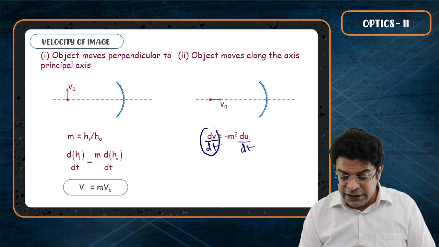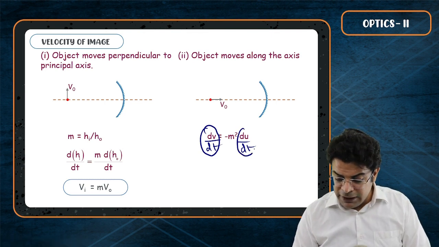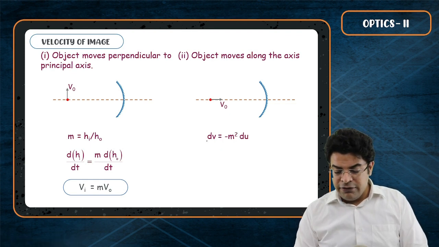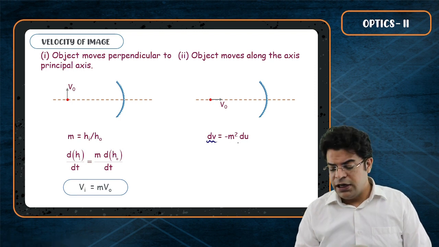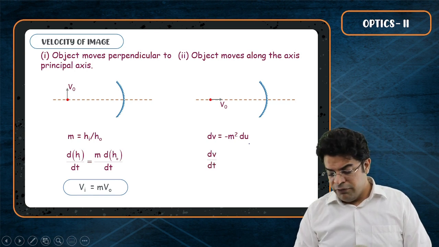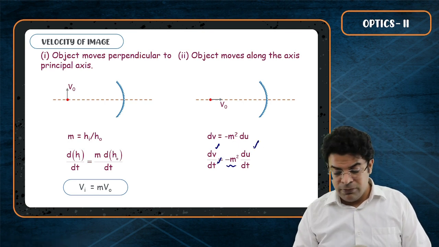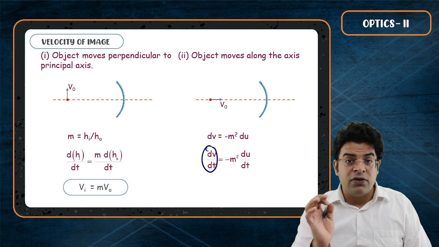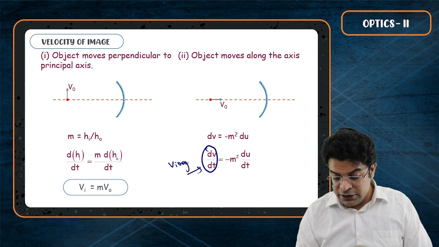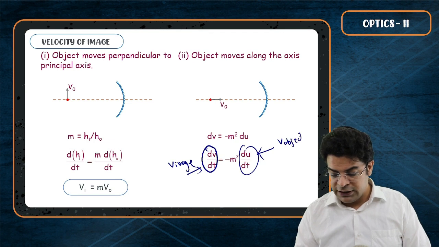This dv by dt will become the rate of change of position of image with respect to time. This du by dt becomes the rate of change of position of object with respect to time. So dv by dt will give you velocity of image and du by dt will give you velocity of object. So dividing both sides by time, we get dv by dt equals minus the lateral magnification whole square times du by dt. Now this dv by dt is the rate of change of position of image with respect to time. This is the velocity of image. And this du by dt is the rate of change of position of object with respect to time. This is the velocity of object.